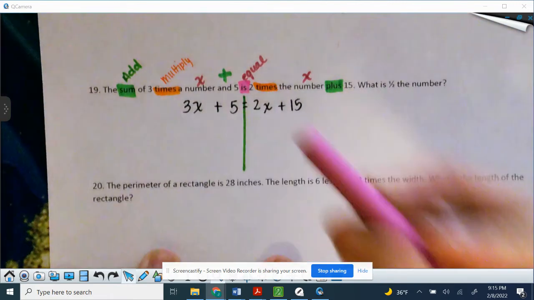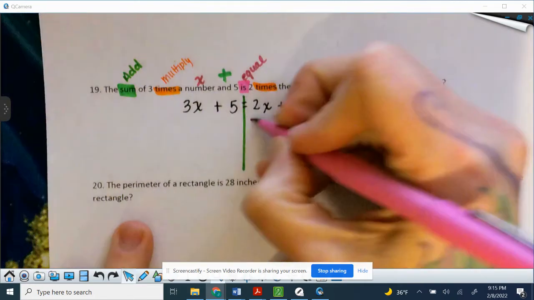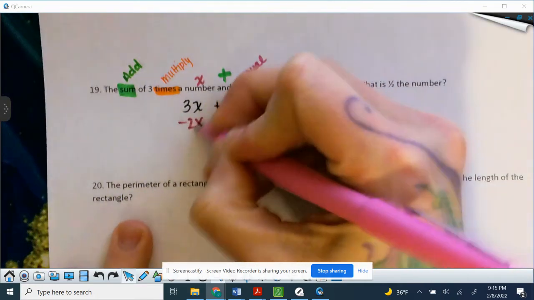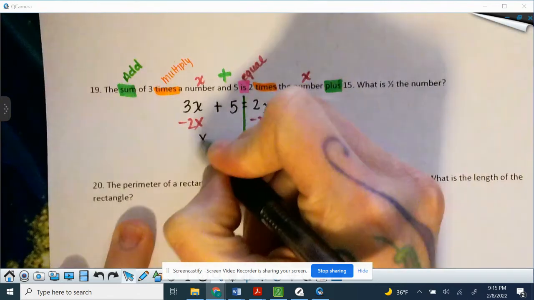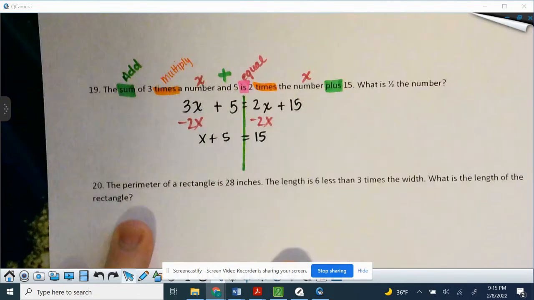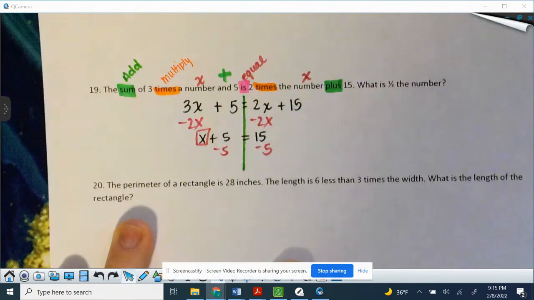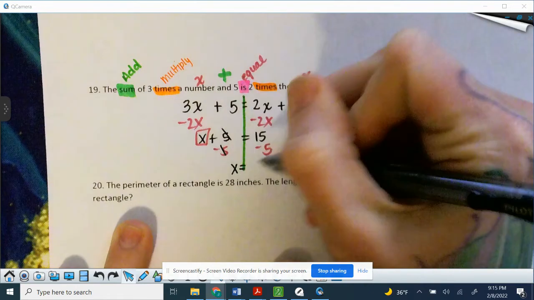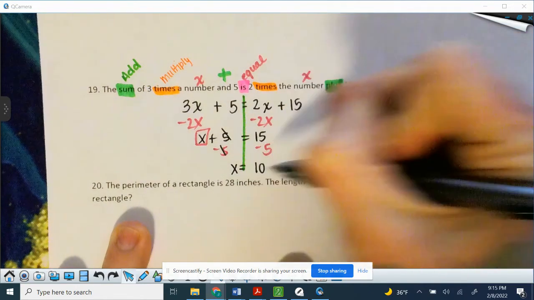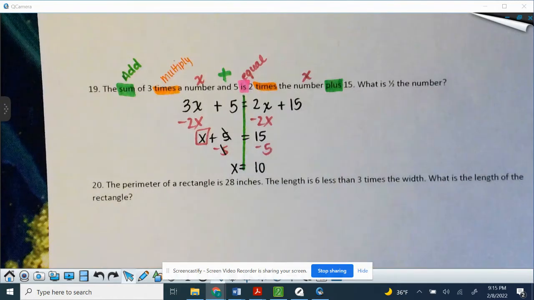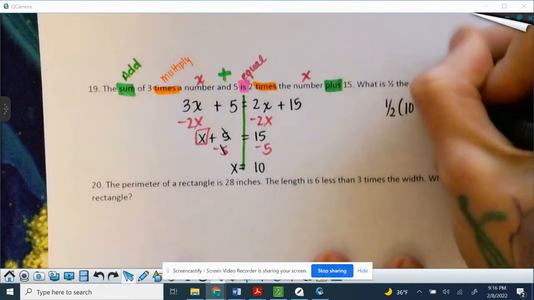So 3 is larger than 2. So I'm going to subtract 2x from both sides. And that's going to leave me with x plus 5 equals 15. Now our x is on this side. We are trying to get x by itself. So I'm now going to subtract 5 from both sides to move it over there and get rid of it on this side. So x equals 15 minus 5, which gives me 10. So x is 10. Now the question says, what is half the number? Well, now we know that the number, all the x's we were dealing with, is 10. So what is half of 10? And the answer to this question is 5.